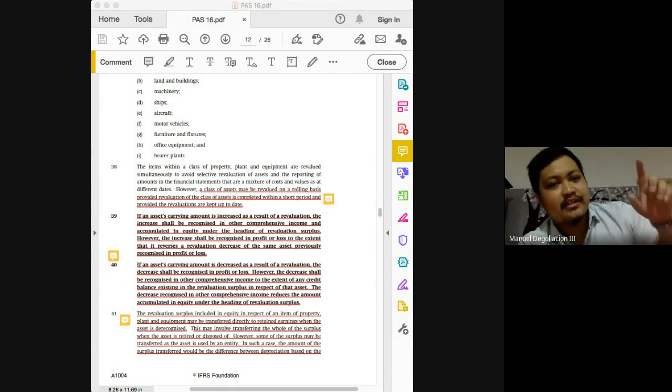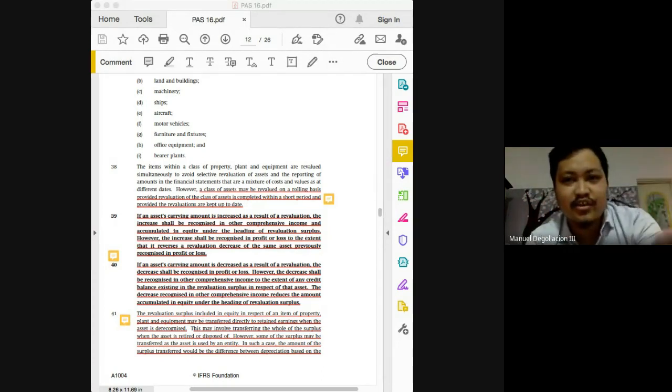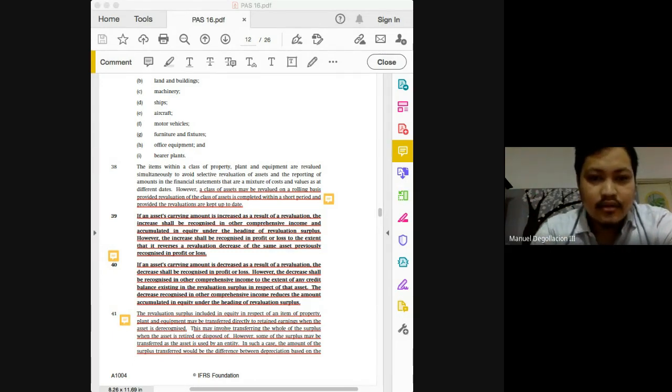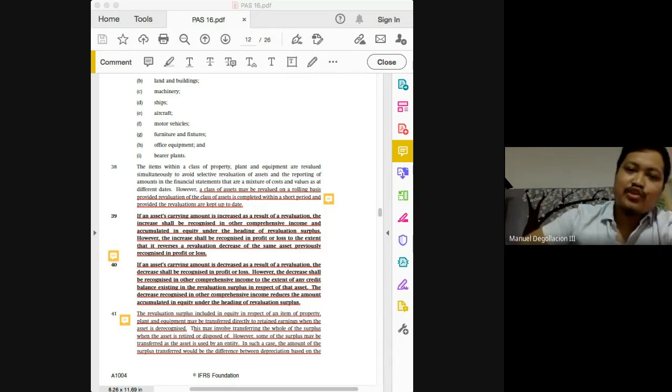In our scenario, class, first revaluation, we have an increase. Unlike our first example earlier, there was no impairment. Here, first revaluation, it resulted in revaluation surplus in the amount of 400,000. The fair value increased, so we have a revaluation surplus of 400,000. Second revaluation, class, fair value is now lower. So as a result of the second revaluation, we will have to decrease the carrying amount by 200,000.